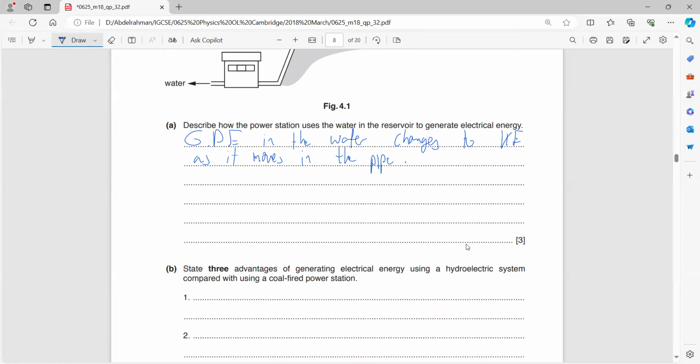This kinetic energy, this movement of the water, what does it do? This rotates the turbine, which rotates a generator. We have a turbine, we have a generator. A turbine is always attached to a generator. This turbine rotates the generator, which produces electrical energy.